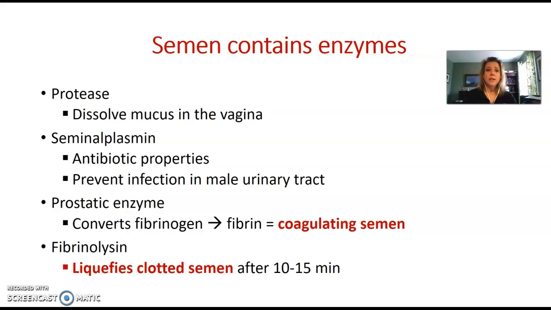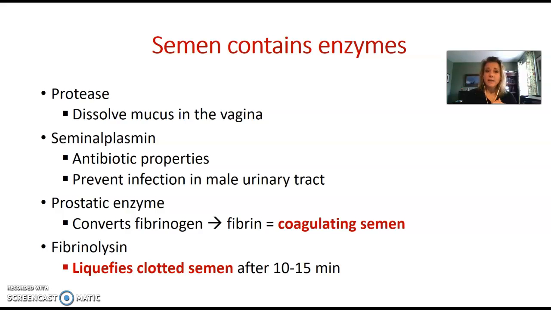Another enzyme called seminal plasmin has antibiotic properties in order to prevent the sperm from being damaged by infection. And it's also going to help clear out infection in the male urinary tract. So when ejaculation occurs and the semen runs through the urethra, that urethra is going to be kind of cleaned out by this enzyme of infection, so that the semen doesn't pick up infection as it runs through the urethra and then enters the female reproductive tract.